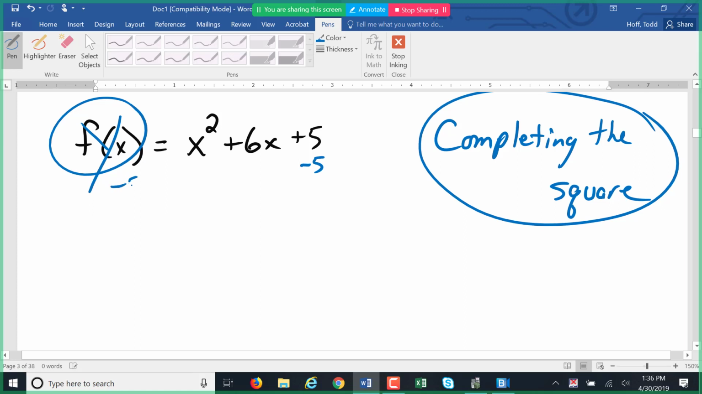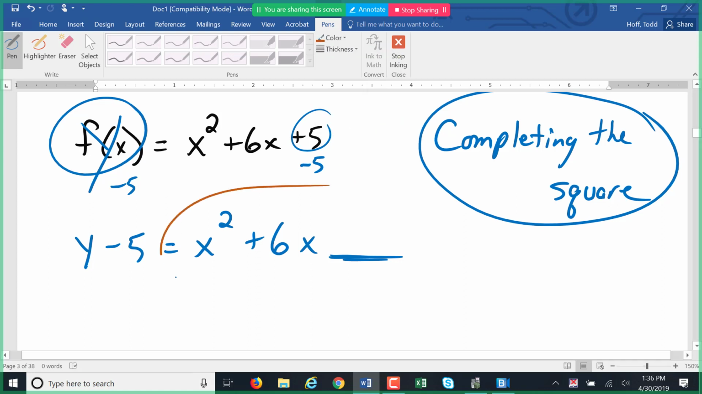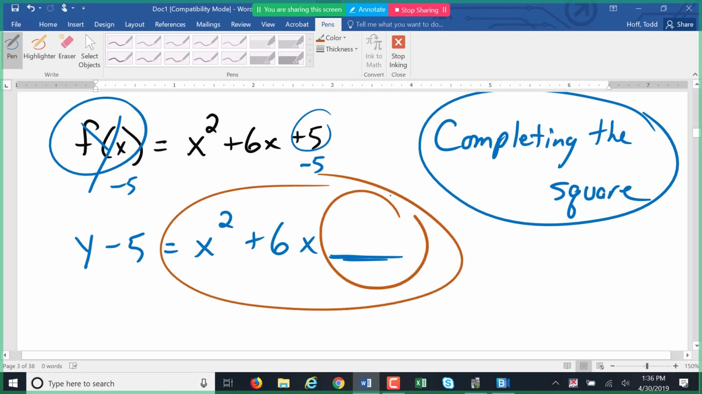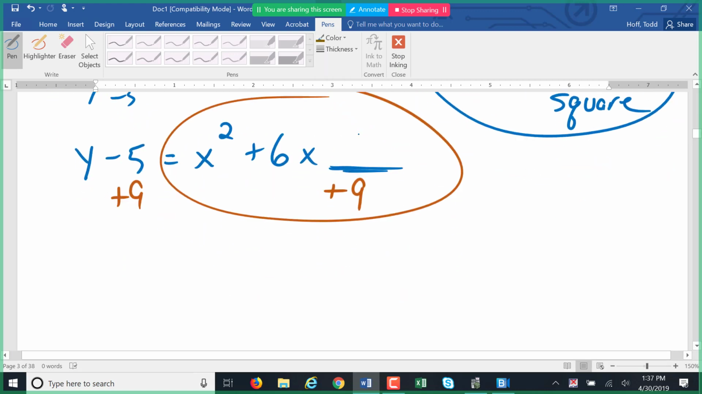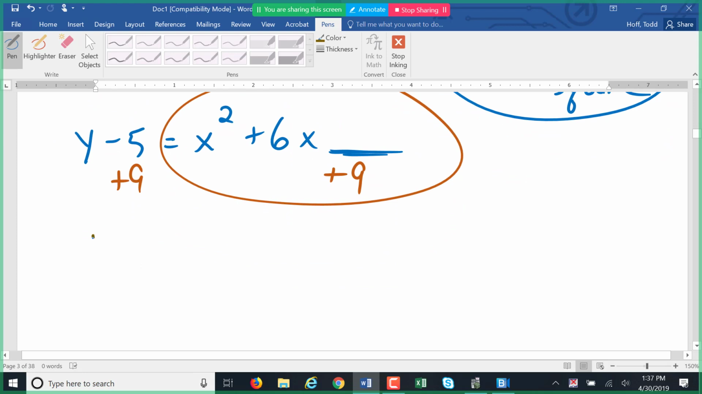I'm going to subtract 5 from both sides to make this spot 0. So I've got y minus 5 here equals x squared plus 6x, and this spot is blank. To make this side of the equation a perfect square, what number has to go there? Plus 9. So I'm going to add 9 to make that a plus 9. So over here, negative 5 plus 9 is a positive 4. This is x squared plus 6x plus 9.